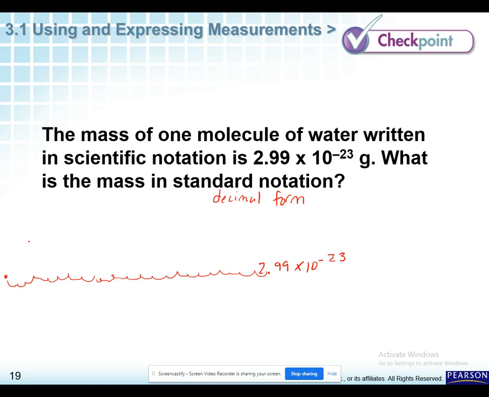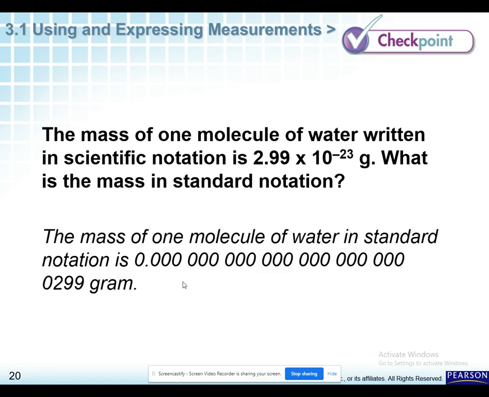And you know what I do with all of these little spots that I moved it? You would have to fill it in with zeros. So you would keep filling this in with zeros until you get to the end. So the mass of one molecule of water in standard notation is a bunch of zeros.